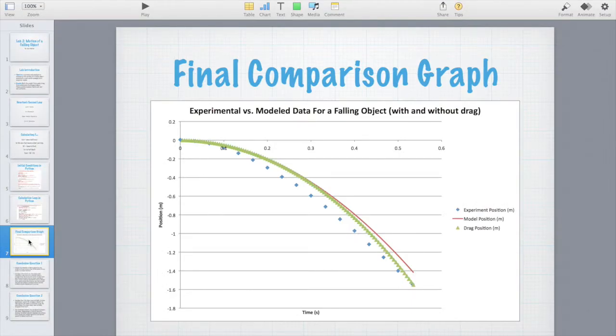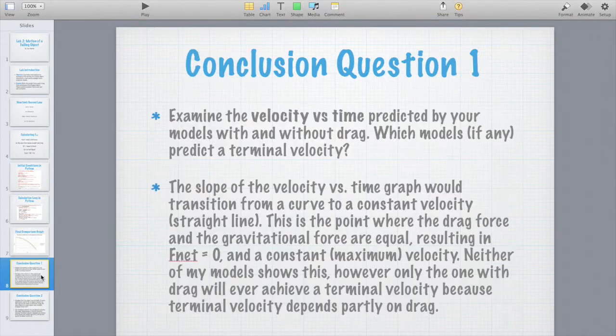Here we see the experimental data in blue mapped with the model position in red, as well as the model position including the drag force in green. We see that both models overpredict the position of the cup. However, the drag model comes closer to the experimental data in the beginning and the end. This overprediction could be due to the fact that the cup wobbles slightly in the air, leading to an imperfect drag force. Neither of my models predict a terminal velocity.